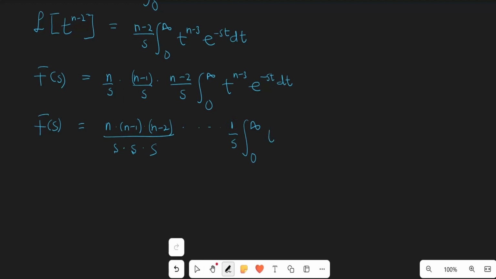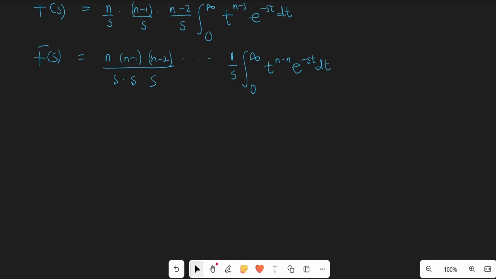So the power of t is going to be 0, that is going to be n minus n. So what we have here is always more than the power of t inside the integral. So that is what we have from the pattern. So this one is less than the n minus 2 here, right? So if you have 1 here, that means that the power of t inside the integral is n minus n, which is 0. And this is multiplied by e raised to the power negative st dt.